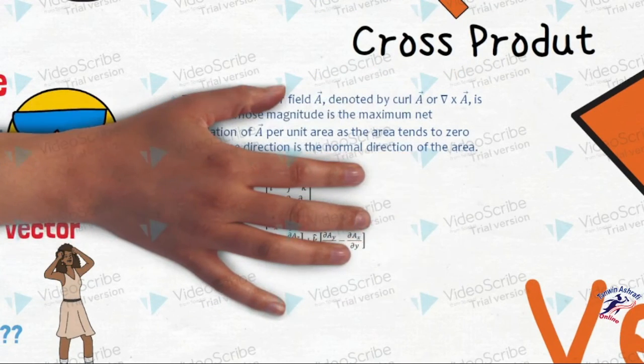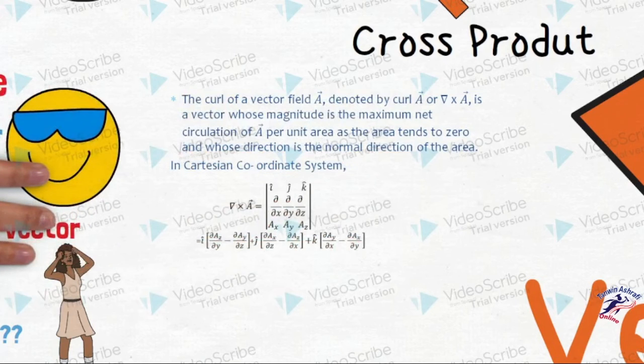So by definition, we have the curl of a vector A, denoted by del cross A, is a vector whose magnitude is the maximum net circulation of A per unit area, as the area tends to 0. Then in the Cartesian coordinate system, we have del cross A equal to the determinant of i cap, j cap, k cap; del by del x, del by del y, del by del z, that is partial derivatives in x, y and z; with the components of vector Ax, Ay, Az.